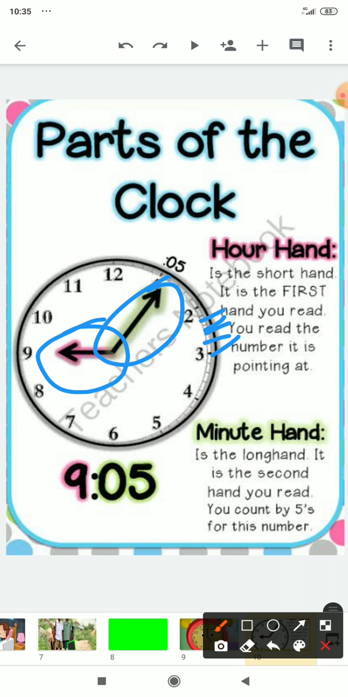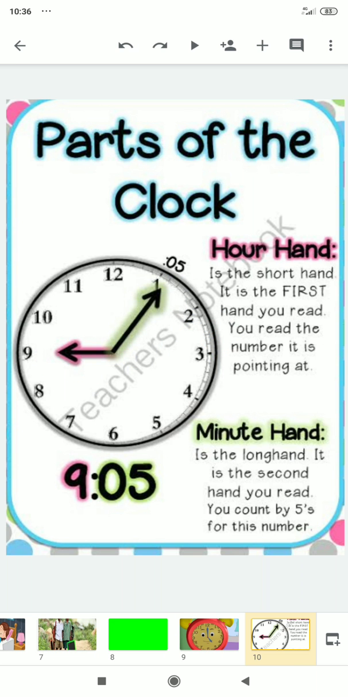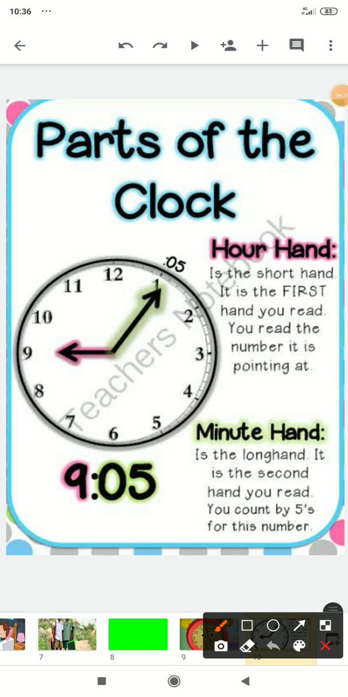If you see, the hour hand is moving slightly along the path. We cannot easily see the movement of the short hand, but we can easily see the movement of the long hand when it goes along the path. And also the most important thing is, between the numbers there are small lines. They are known as minute lines.